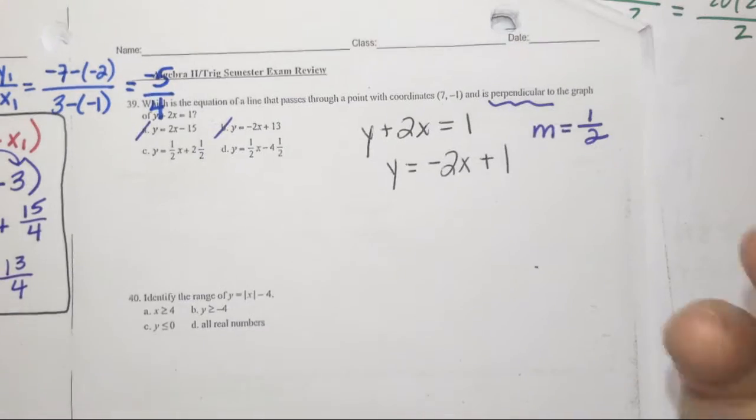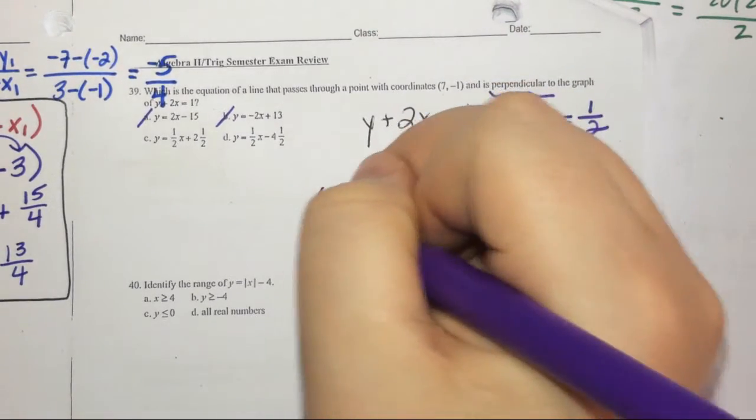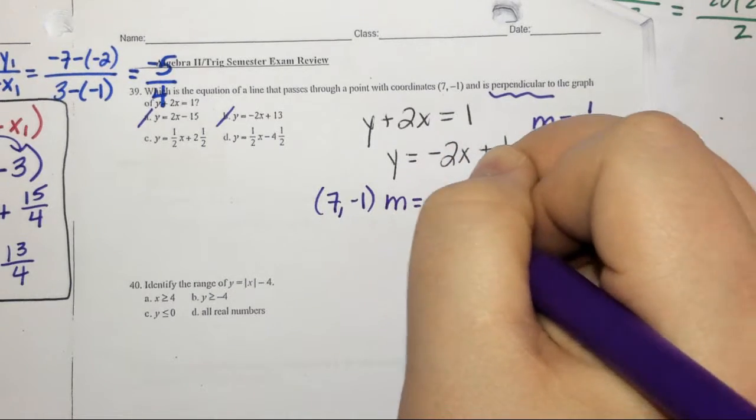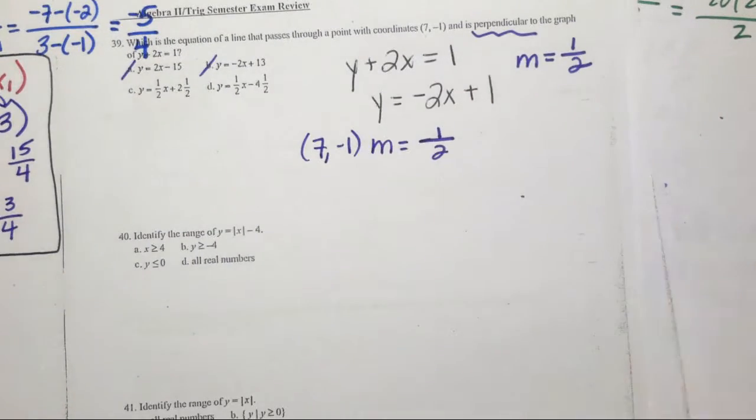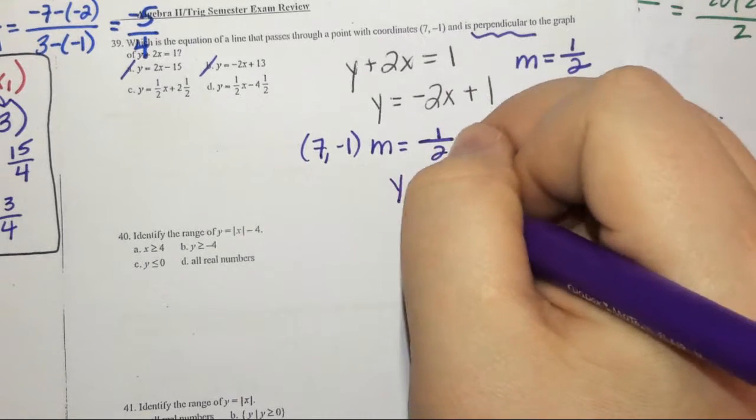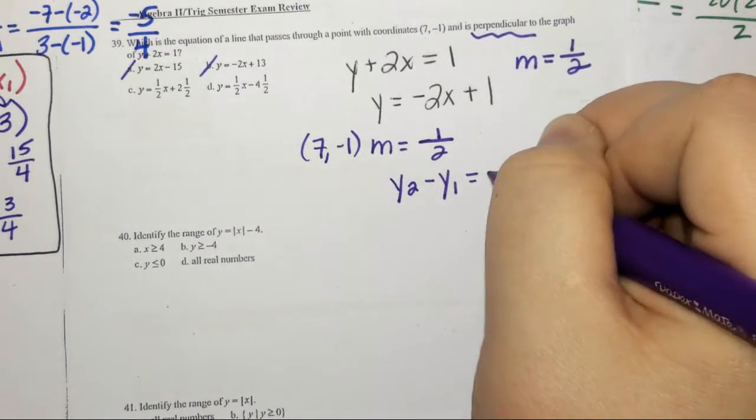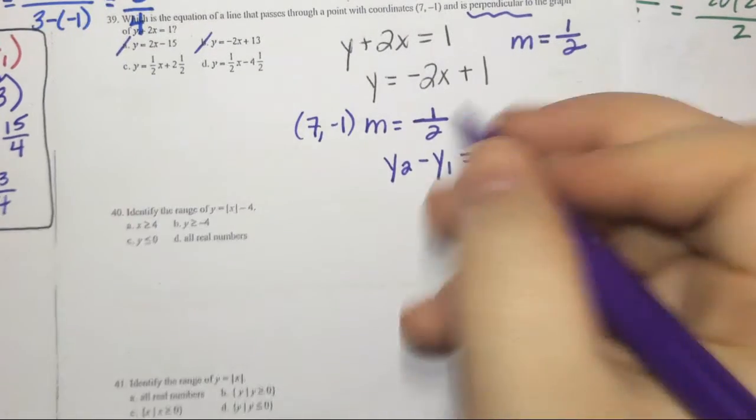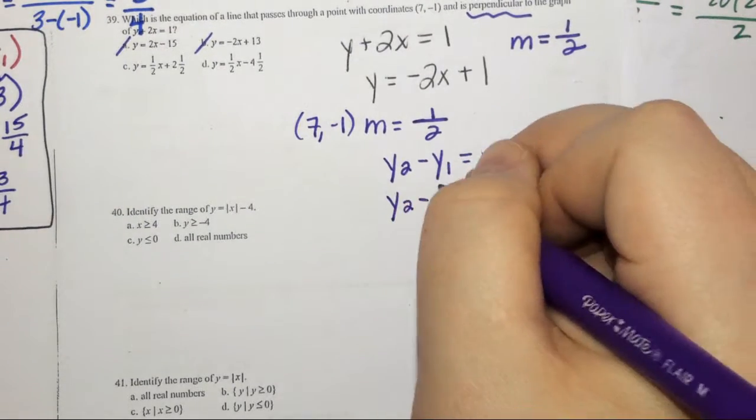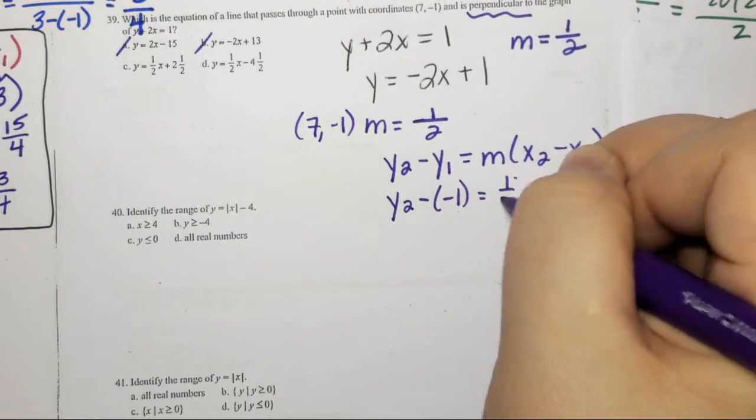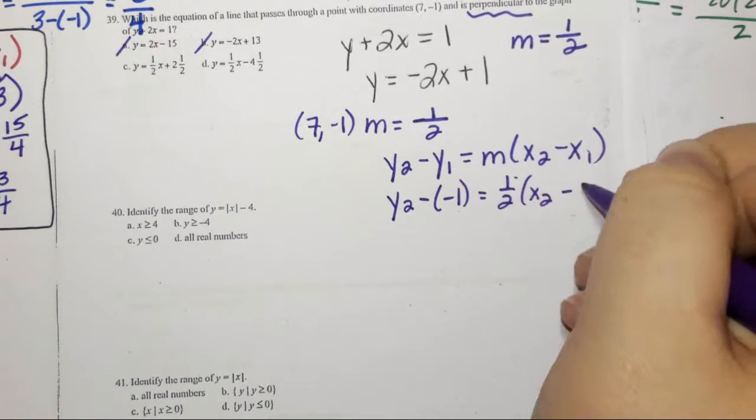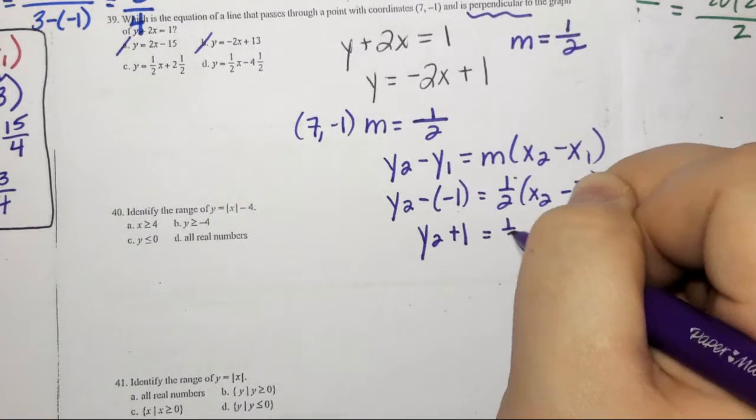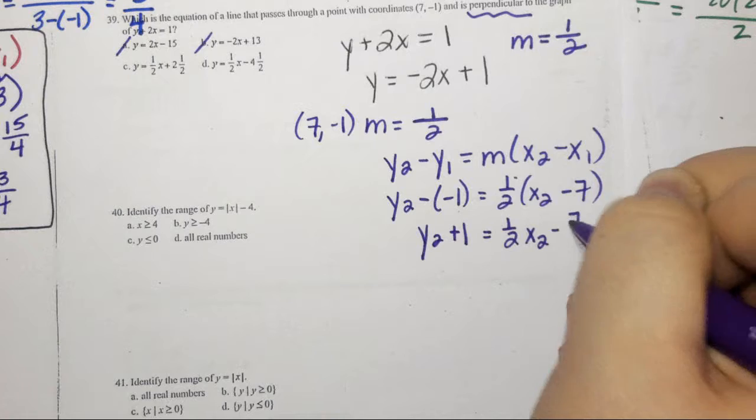Okay, but I know it also passes through (7, -1). So I've got a point. I've got a slope. Hey, maybe point-slope is actually going to be useful now. It was y2 minus y1 equals m times (x2 minus x1). So for me, y2 minus -1 equals 1/2 times (x2 minus 7). So y2 plus 1 equals 1/2 x2 minus 7/2.